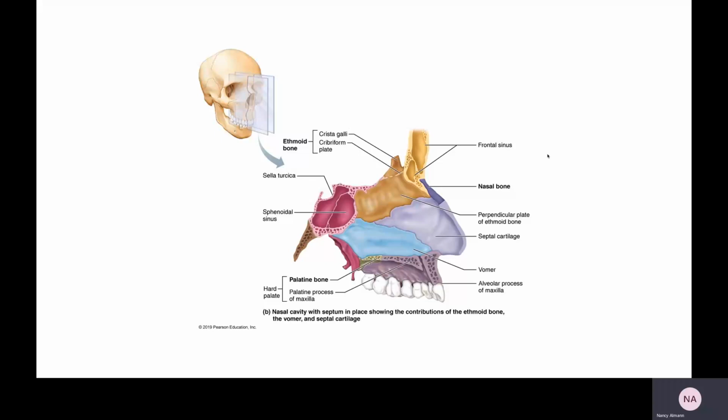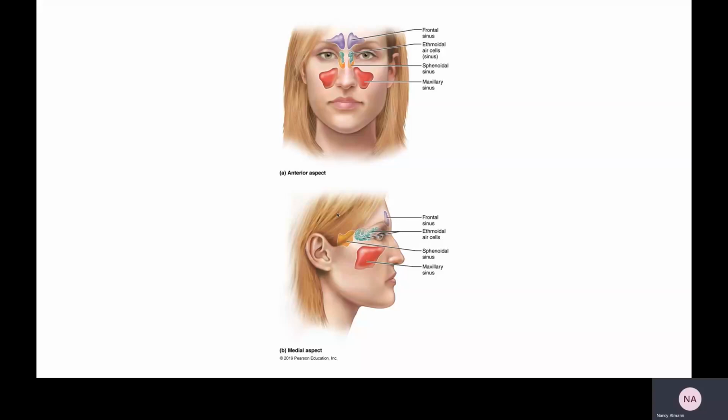And this just gives you some additional detail. Here's a hard palate. Here's the septal cartilage. Frontal sinus right there. We talked about the crista galli and the cribriform plate. Here's our sella turcica again. The sphenoid bone also has a sinus, and there it is. And these are the sinuses which you need to know. These are required, okay? So there will be sinuses associated with the frontal bone, the ethmoid bone, the sphenoid, and the maxillary bone, so the maxilla.